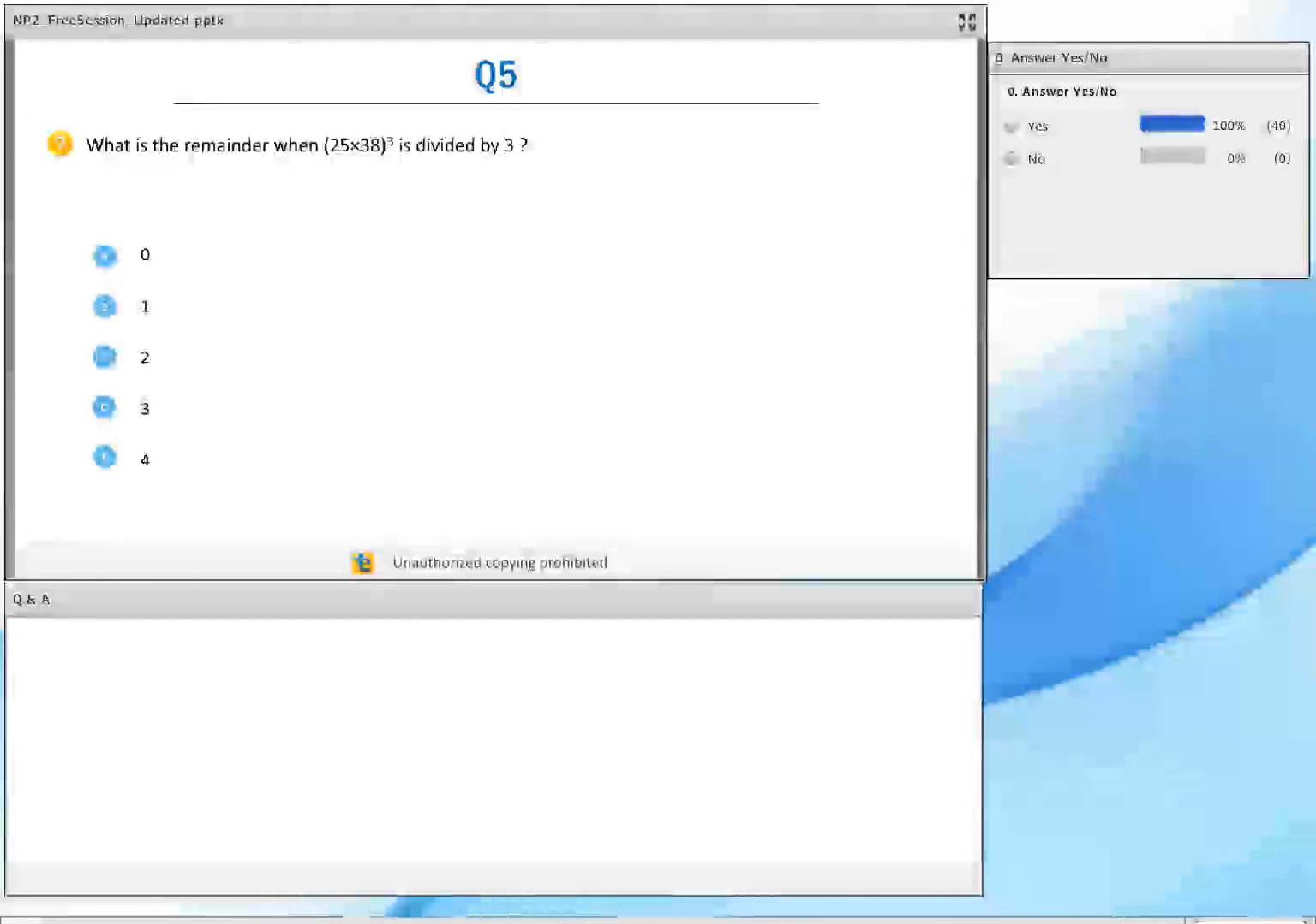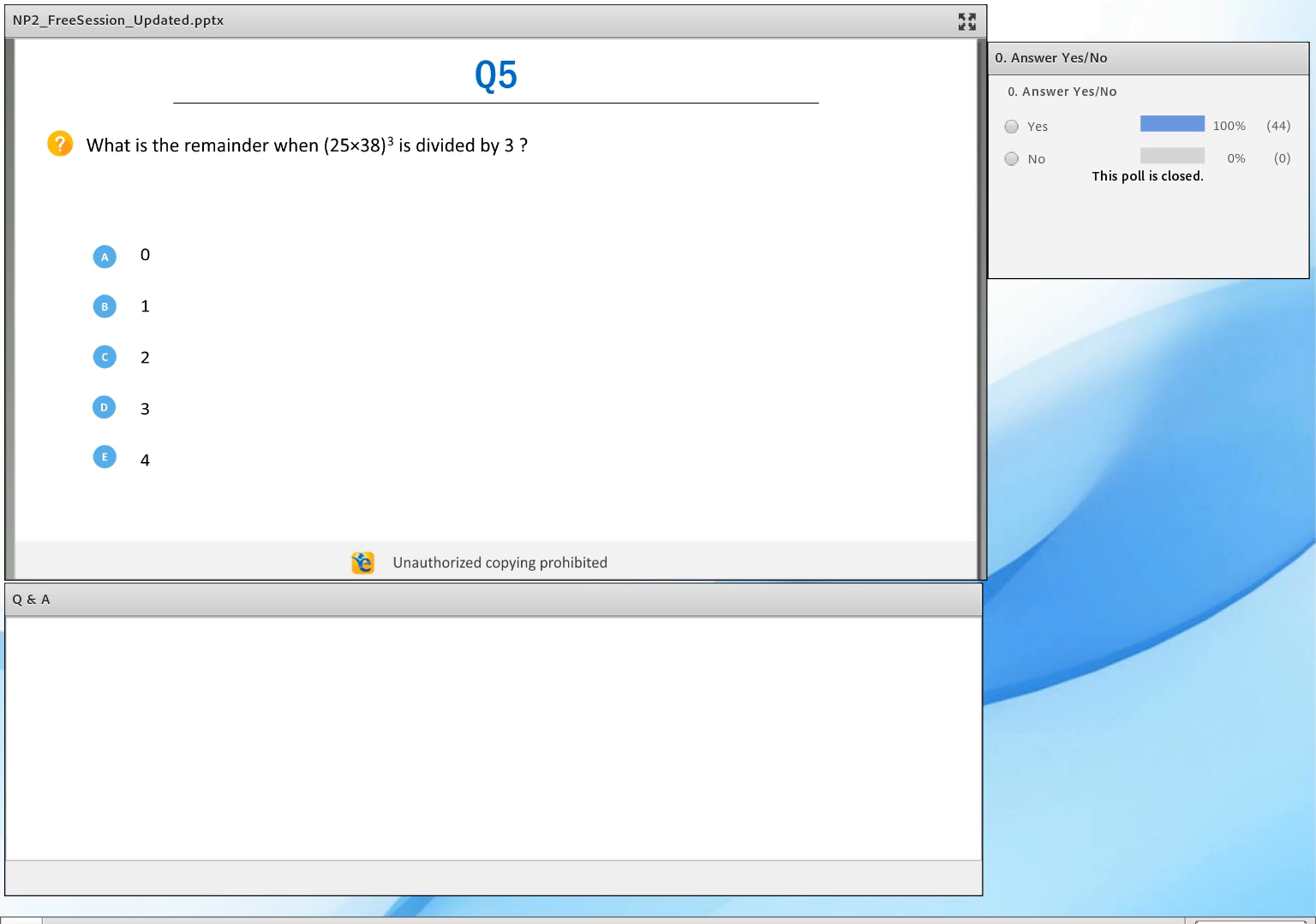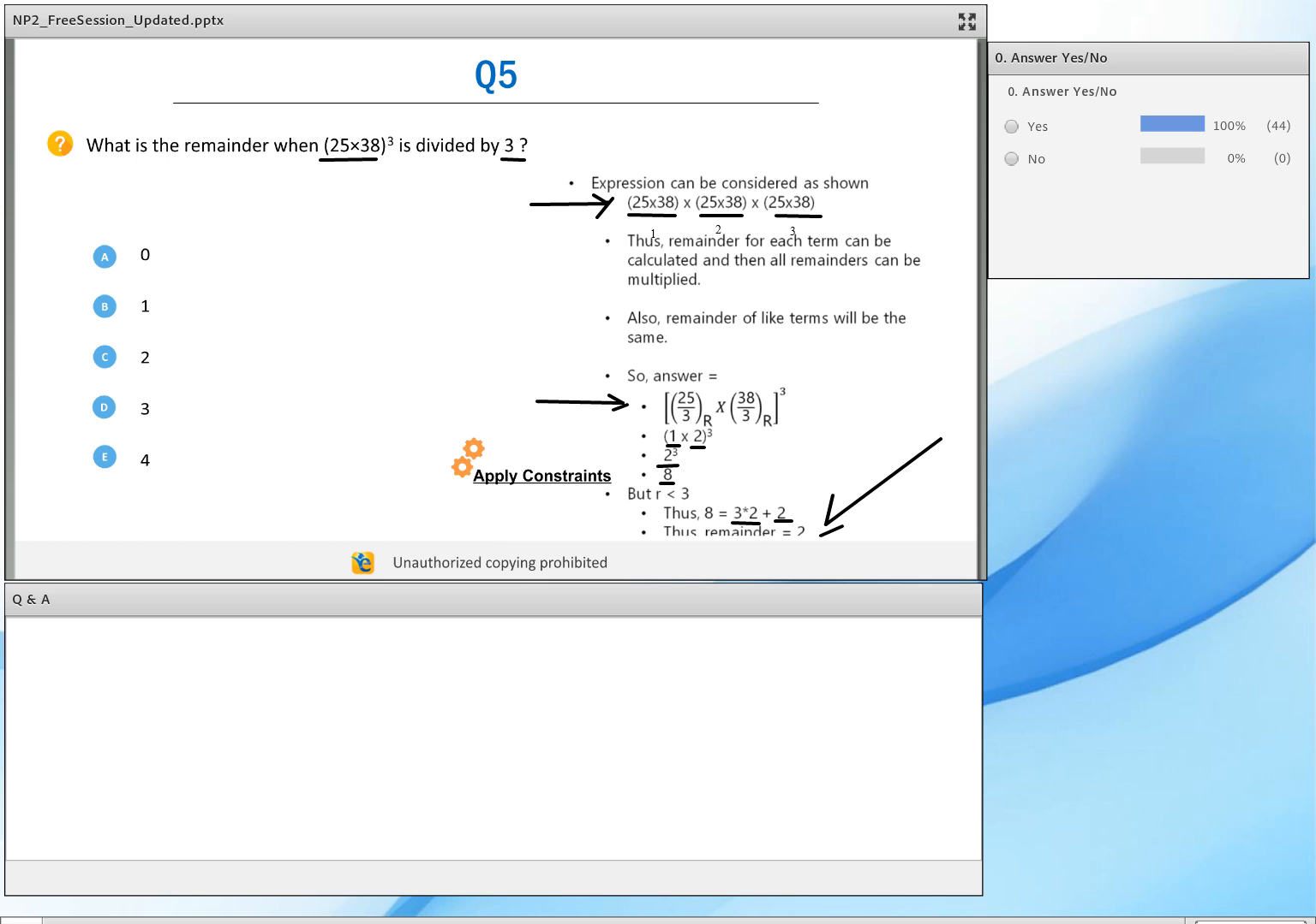All right, I'm going to end this poll. Let's assume this expression over here is P. The 3 is the same as M. So in this case, we did exactly this. We said you have to figure out the remainder of 25 multiplied by 38 divided by 3. So we can find the remainder of each term, and then we can multiply the remainders. That's the multiplicative property, right?